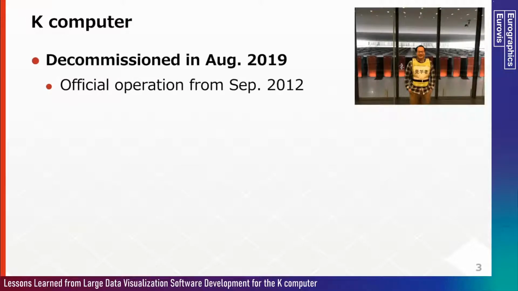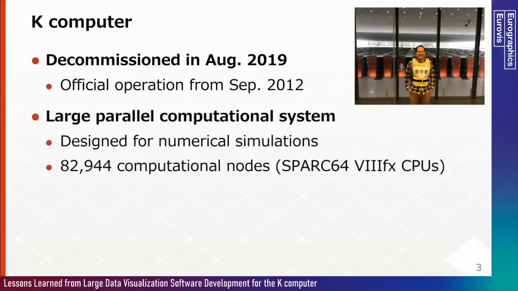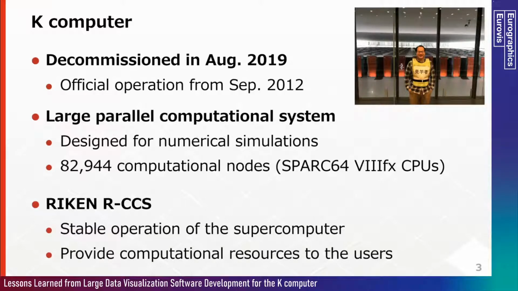The K-computer is an already decommissioned system that provided computational resources to the users for a long 7 years. And as other supercomputers, it was a parallel system designed for large-scale simulations using tens of thousands of processors. The SPARC-based CPU was probably the main characteristic of that system. And the Riken RCCS was responsible for the operation of the entire facility and to provide computational resources to the authorized users.